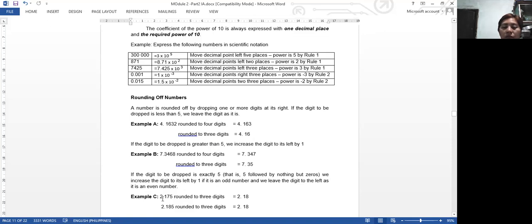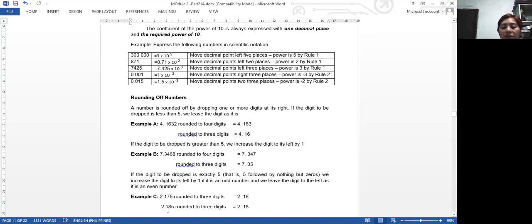So for example, here is 2.175 rounded to 3 digits. 1, 2, 3. From the rule, the digit to be dropped is exactly 5, that is 5 followed by nothing but zeros. Here, there's nothing but zeros. So we increase the digit to its left by 1. So that's why it becomes 2.18.